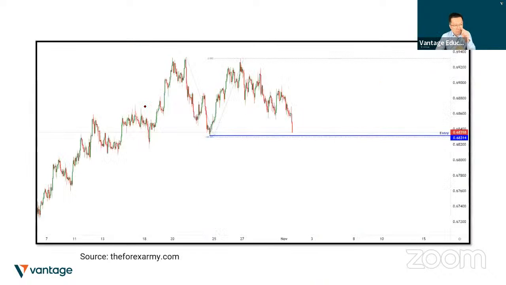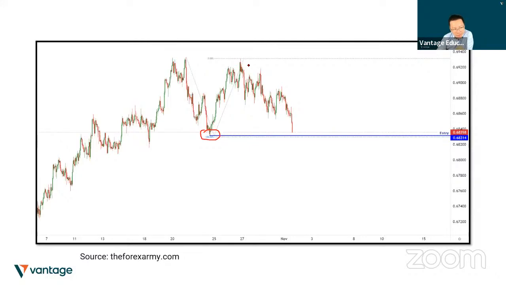What I want to show you as well is some examples. I'll show you an example here, and I'll walk through this example with you. In this case, you can see that price has dropped. It's found a bit of a support there, right? It's found a bit of a support there, and it spiked back up again.